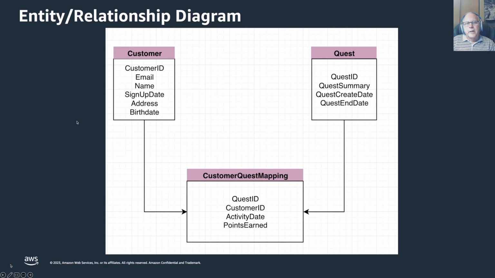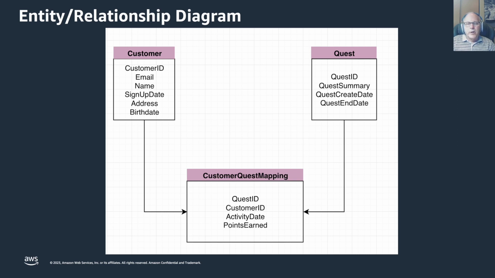Okay, let's take a look at the entity relationship diagram for the solution. It's very simple. We have a customer record, which includes their unique ID and a few attributes about the customer, including email, address and birthday, things like that. Typical customer record. And then we have a quest entity. This is going to be the actual challenge or quest they want to take on. There's a little text description of the quest, and then the valid dates beginning and ending for the quest.